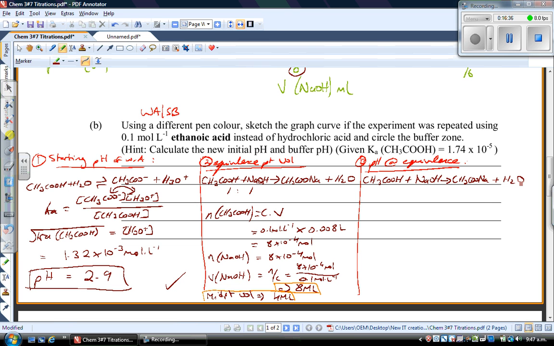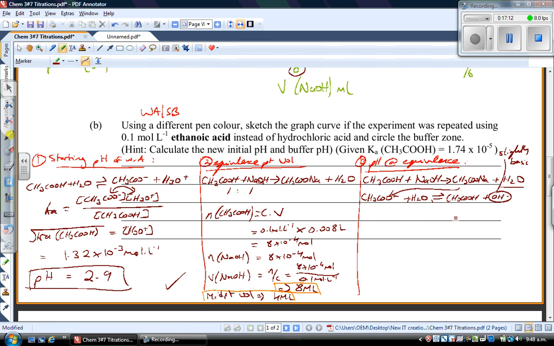Now this would suggest that the equivalence pH should be 7 because you've neutralized the system, but you need to remember that the ethanoate from the sodium ethanoate further dissociates and sets up an equilibrium with water of its own, and that forms CH3COOH, so ethanoic acid, plus OH minus ions. So with the presence of these OH minus ions, we know that with a weak acid, strong base titration, it should be slightly basic at equivalence. And we need to therefore calculate the pH now, and the pH should be slightly basic.